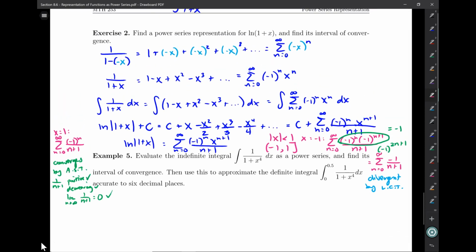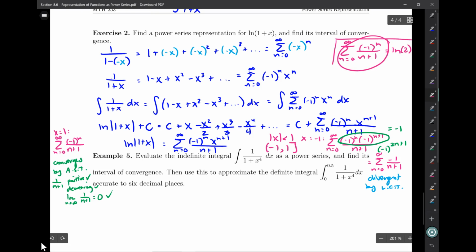Now I want to point out something interesting. Notice that when we let x equal 1 on this side, we got a convergent series. What we ended up getting is the series (-1)^n over n plus 1. And that equals the natural log of, now I can also let x be 1 over here, which would give me the natural log of 2. So what we've actually shown is that this particular alternating series converges to the natural log of 2, which is quite interesting.